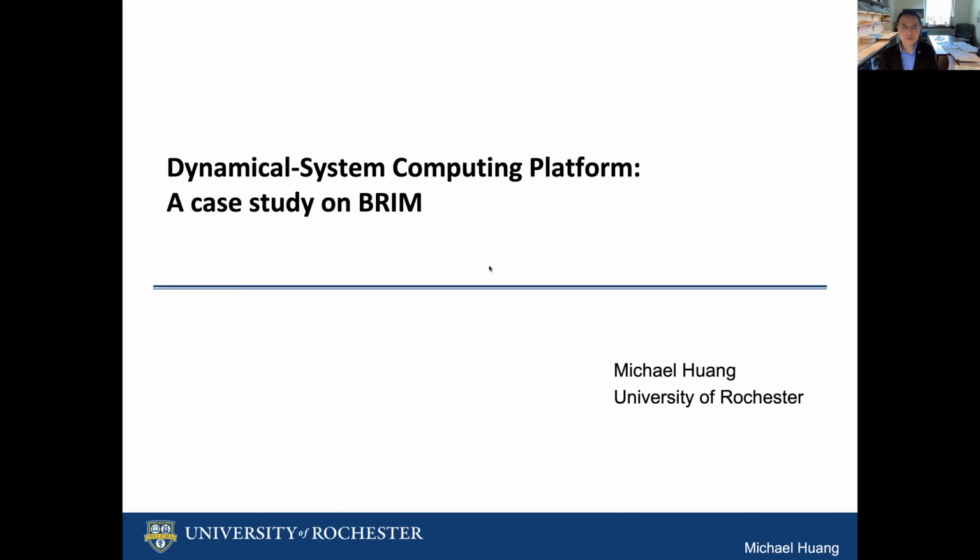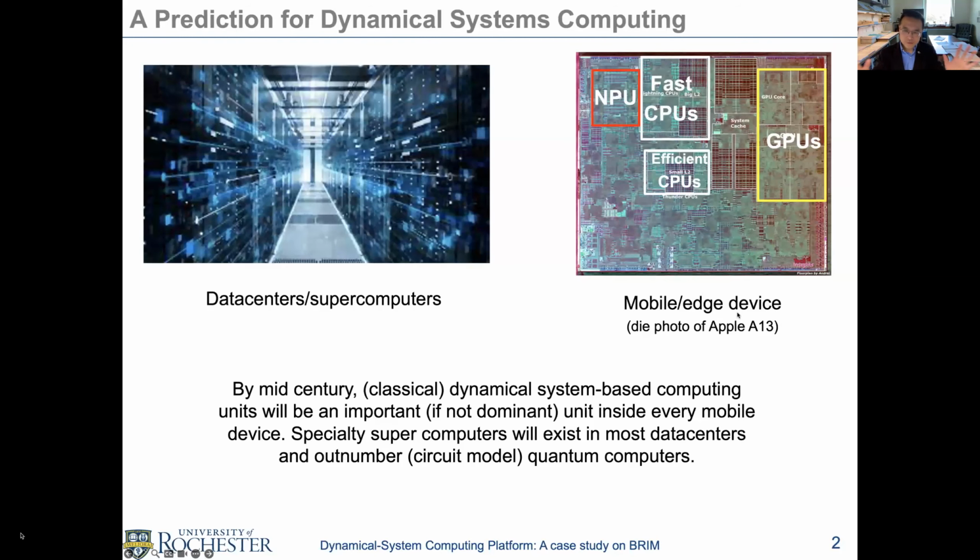Thanks for the opportunity. So I'm going to start with the general vision behind our work. On the right-hand side, we're showing a chip diagram of today's edge device. This thing used to be called a CPU. I'm a computer architect. That's what I do for a living, try to design these systems so that they're more energy efficient and faster in performance. But today they're already very diverse with fast CPUs, efficient ones, GPUs, MPUs. I'm going to predict by mid-century, we're going to see special dynamical system units to help accelerate certain workloads.